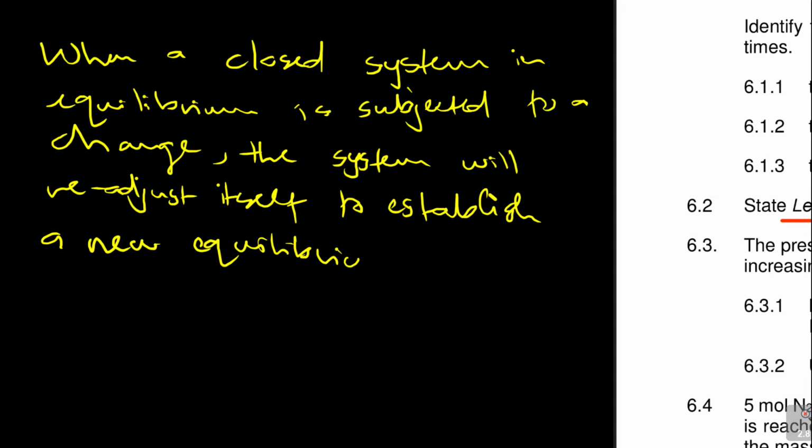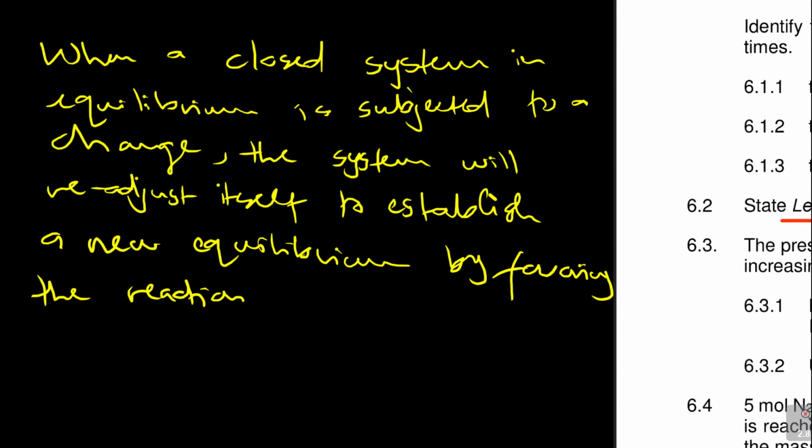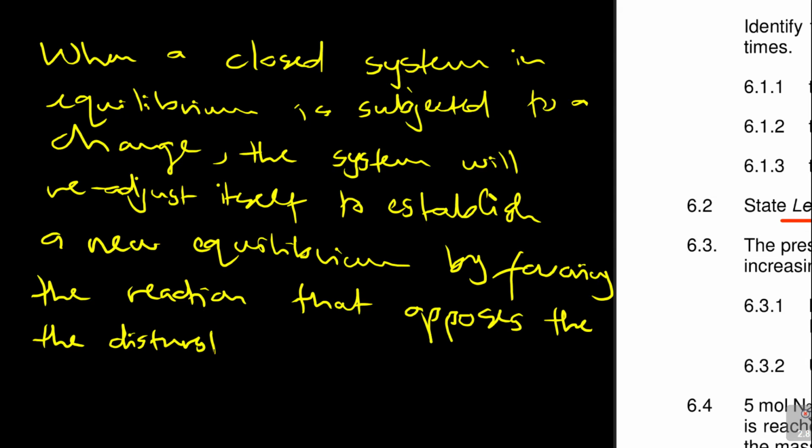All right. By favoring, I think that's right, by favoring the reaction that opposes the change. When a closed system is subjected to a change, so that opposes the change or the disturbance. That opposes the disturbance or change. Another word there is that opposes the change.